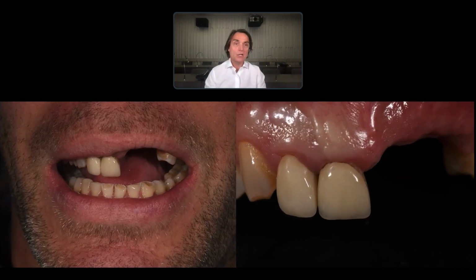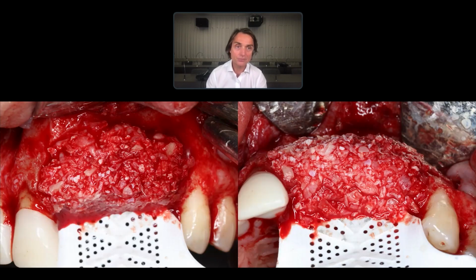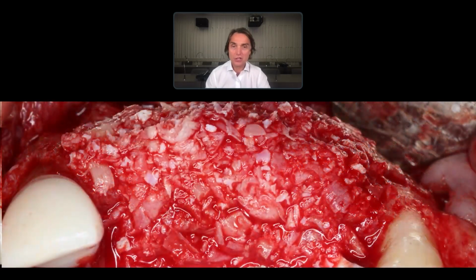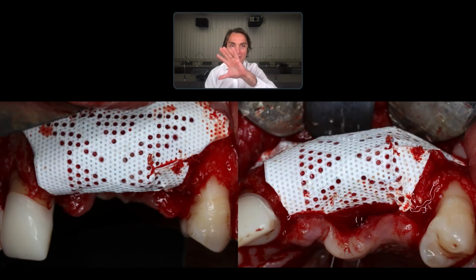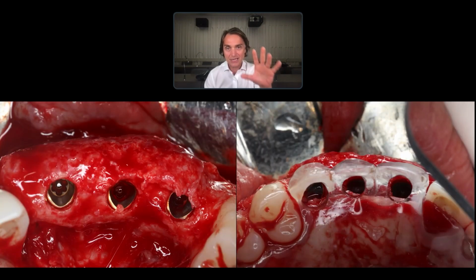Okay, so then we start to have these patients with this type of defects. And here we just published a paper on how to do all these steps with implant therapy in the compendium. And you can see here, the bone regeneration, I talked about it already. Okay, here's the bone. Then once we got the bone, we place the implants.